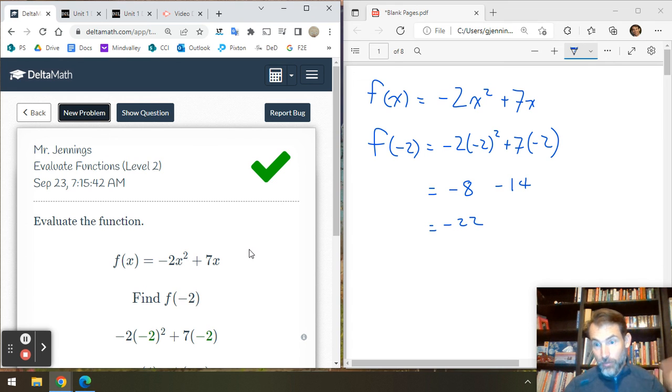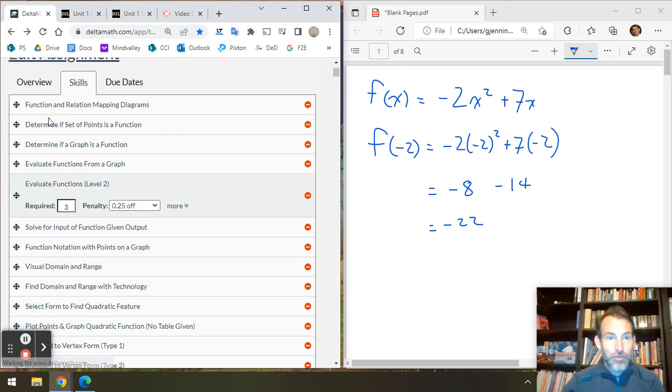And then you will say, wow, math suddenly became fun. Mr. Jennings was right all along. I'm right about a good many things, you see. Delta Math knows I'm right. I also believe that math is fun when you do it in your head. So practice doing it in your head. Okay, so this is evaluate function.